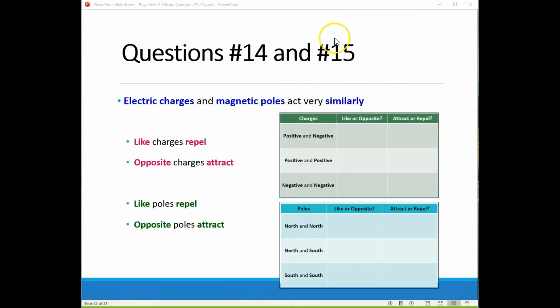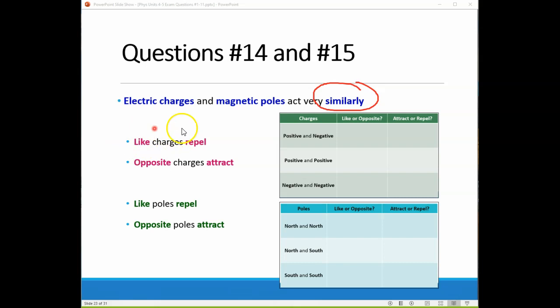All right, so now let's go ahead and talk about questions 14 and 15. Questions 14 and 15 are very similar. Question number 14 is asking about electric charges, and question number 15 is asking about magnetic poles. But again, they do act very similarly, so the same concepts apply. So when we're talking about charges, remember that we can either have positive charges or negative charges. And so depending on how those match up together, they will either attract or repel.